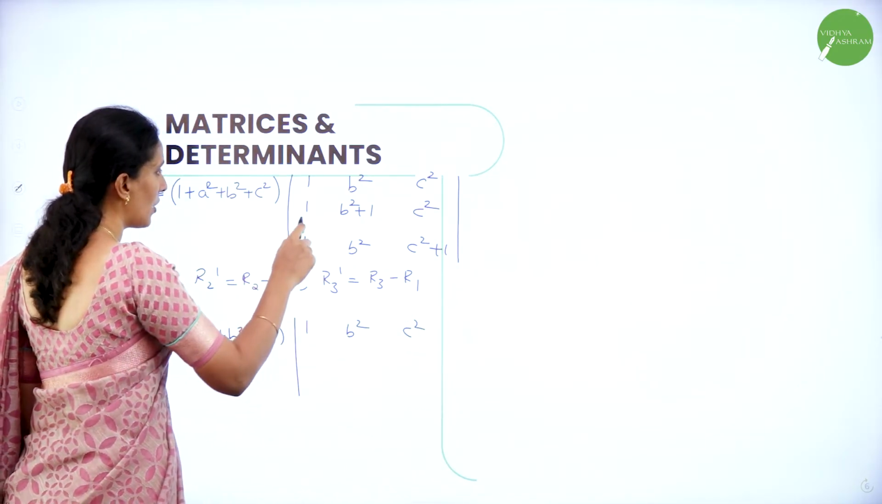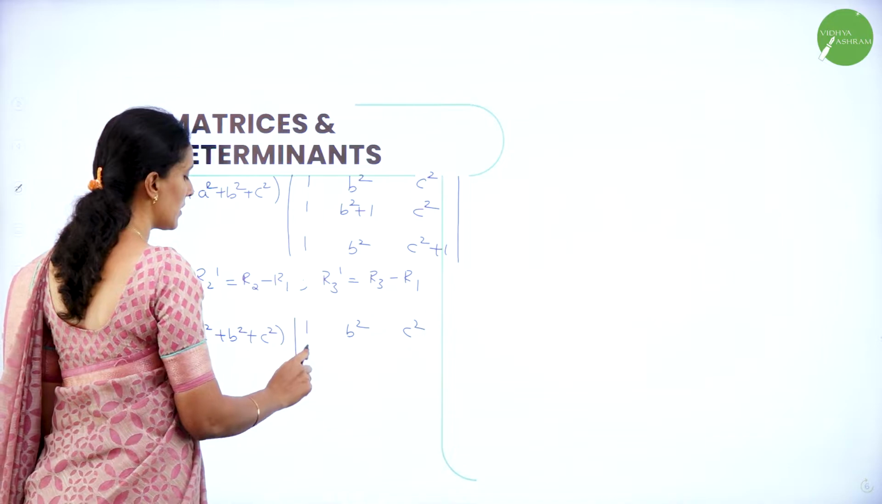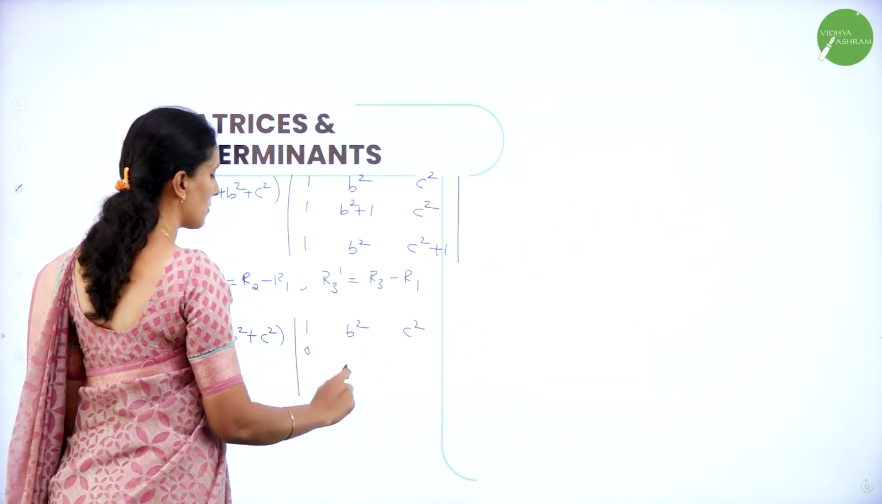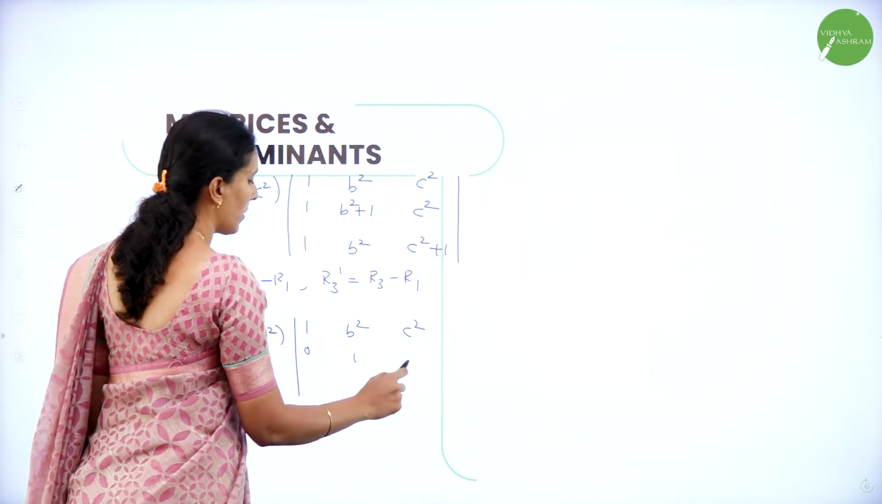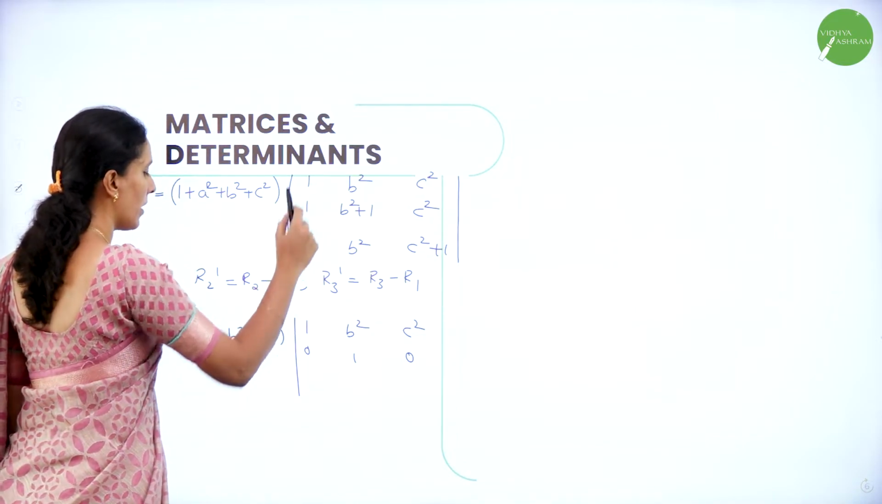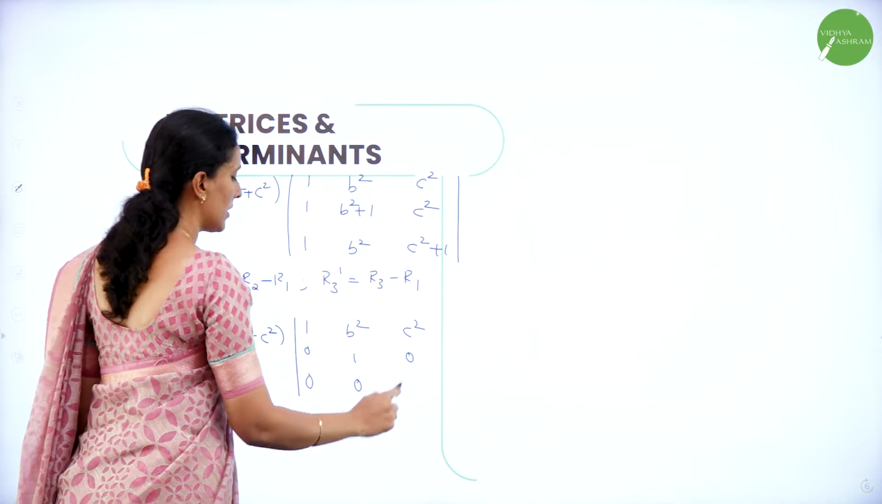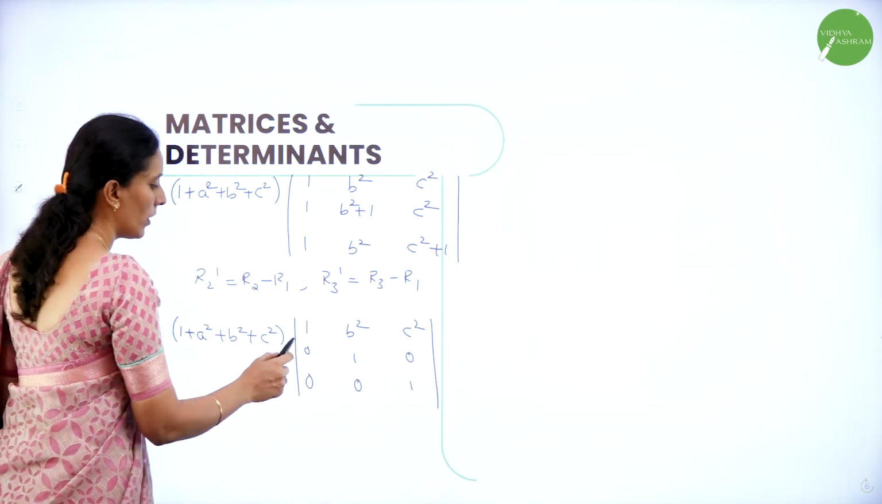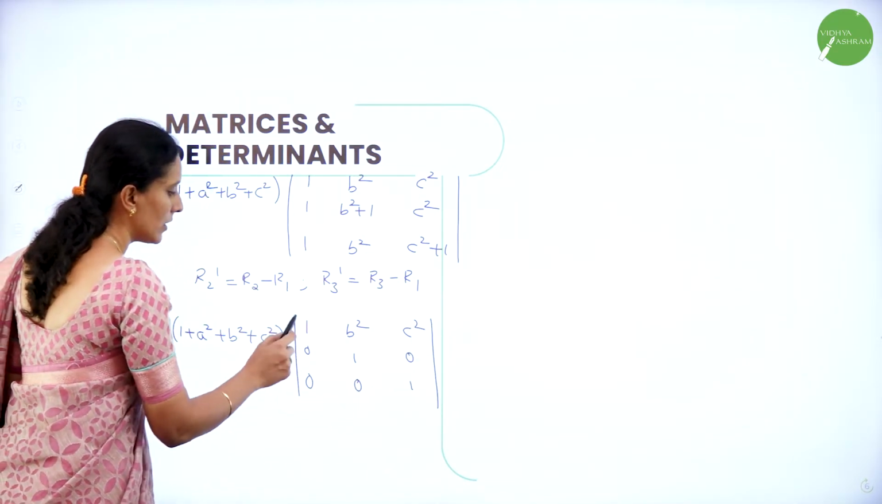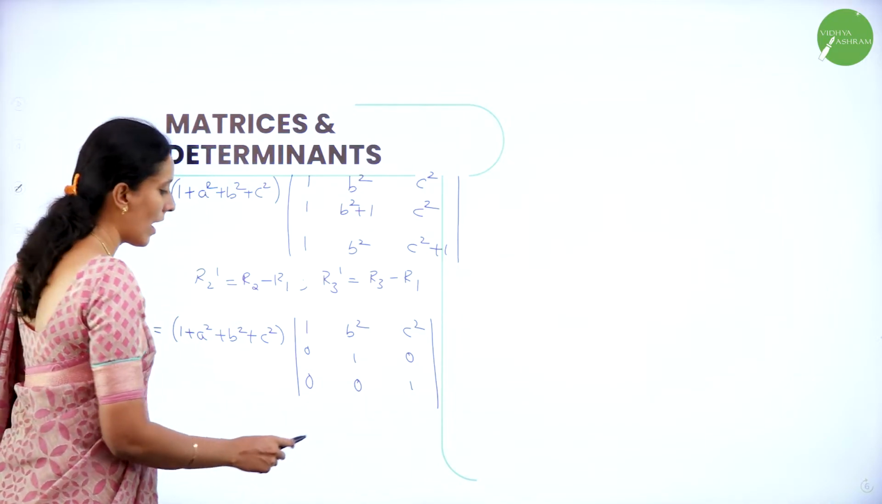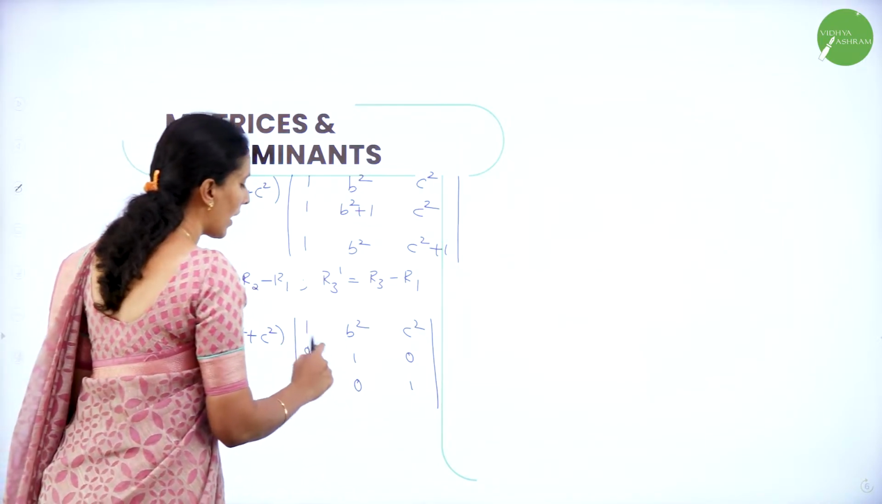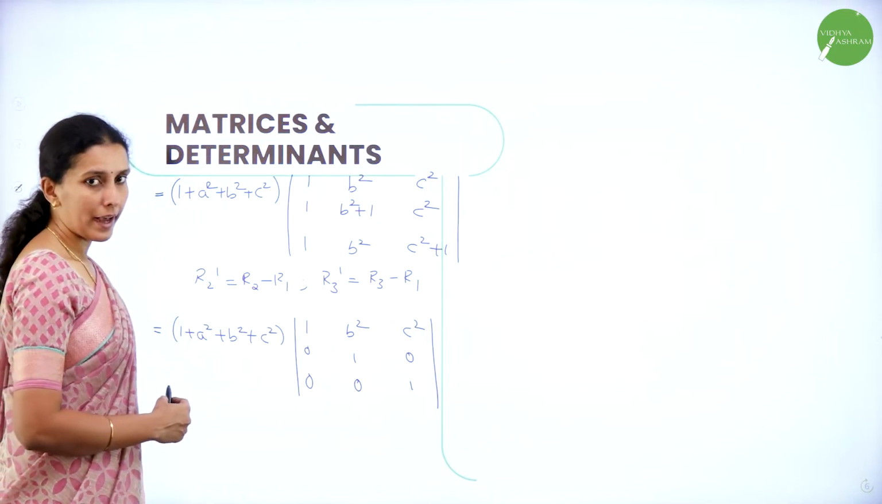So R2 is R2 minus R1: 1 minus 1, 0. B square plus 1 minus b square, 1. C square minus c square, 0. 1 minus 1, 0. B square minus b square, 0. And here it is 1. So clearly you can see this is your principal diagonal and the elements under the principal diagonal are 0.